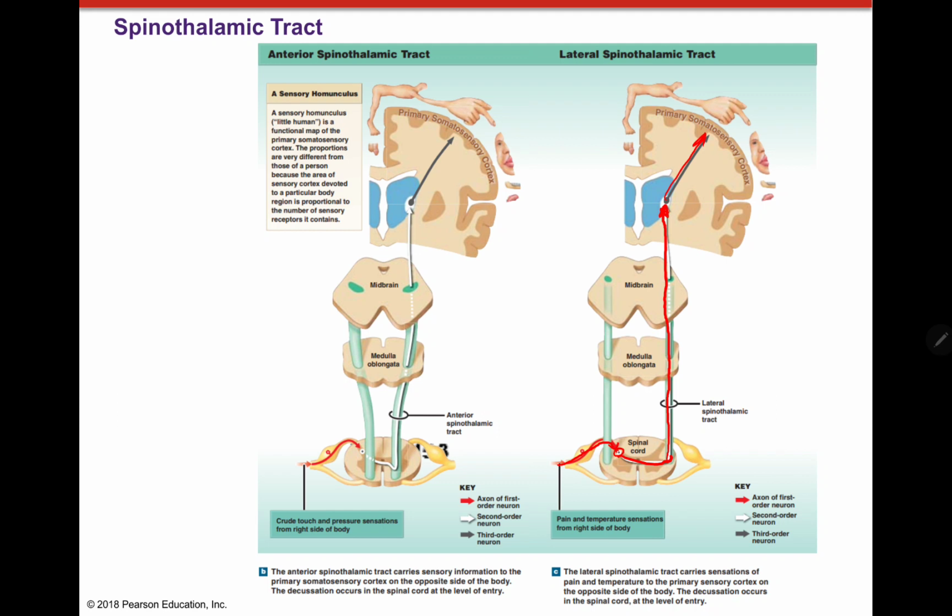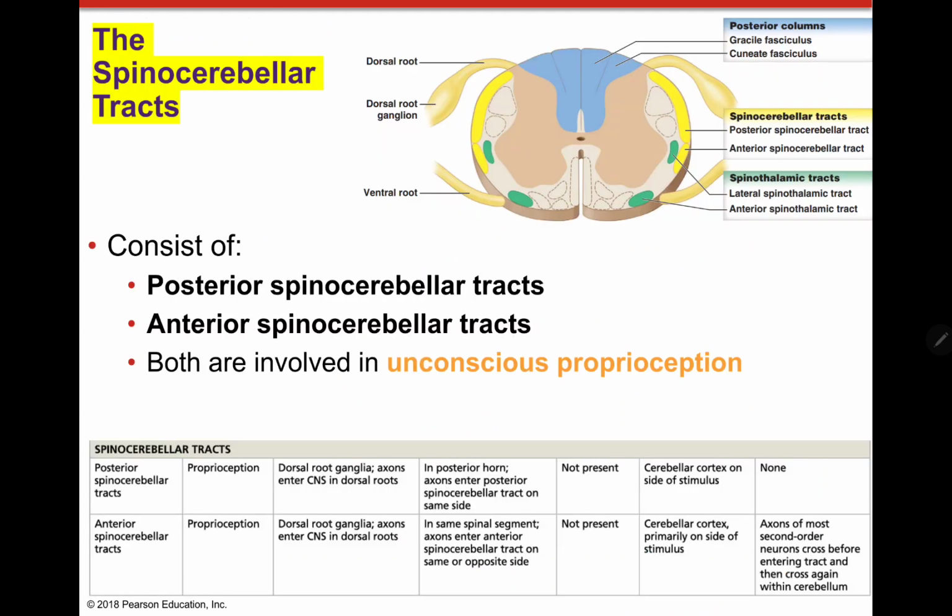Whereas with the anterior spinal thalamic tract, again, the first order neuron synapses with the second order neuron, which is going to cross over immediately. However, it's going to go up the anterior spinal thalamic tract, synapse in the thalamus, and then send that information to the primary somatosensory cortex.